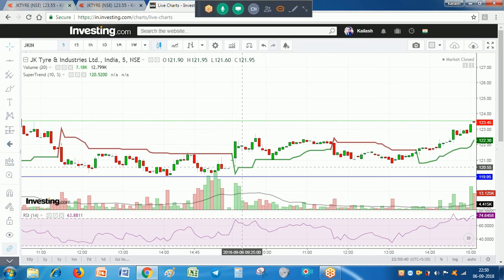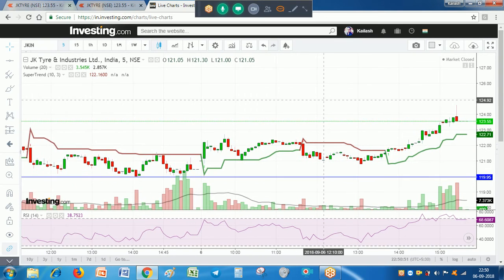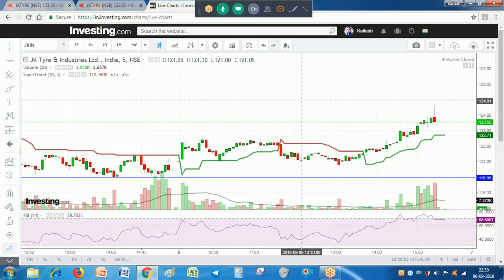See here, friends, the Super Trend has given us a sell signal, so here we need to exit. We need to follow this indicator properly. Whenever it gives a sell signal, we should obey it. We should not be emotional; we should follow a strict system and follow it properly. So here we need to exit.